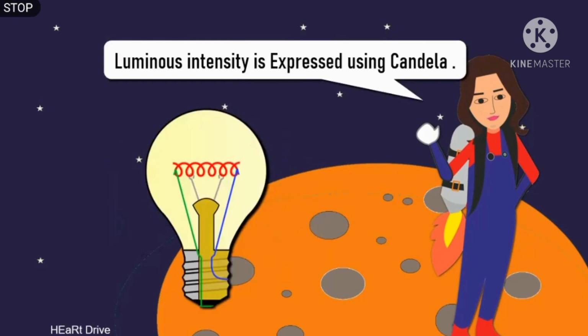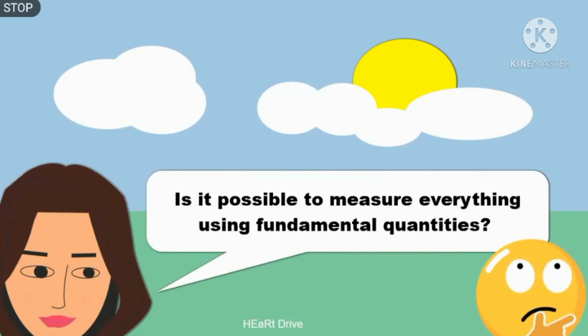Luminous intensity is expressed using candela. So, here we have fundamental quantities to measure. Do you think it is possible to measure everything in the world just using fundamental quantities?